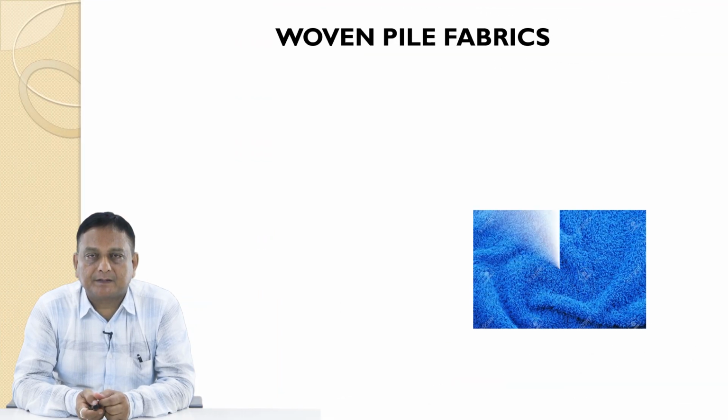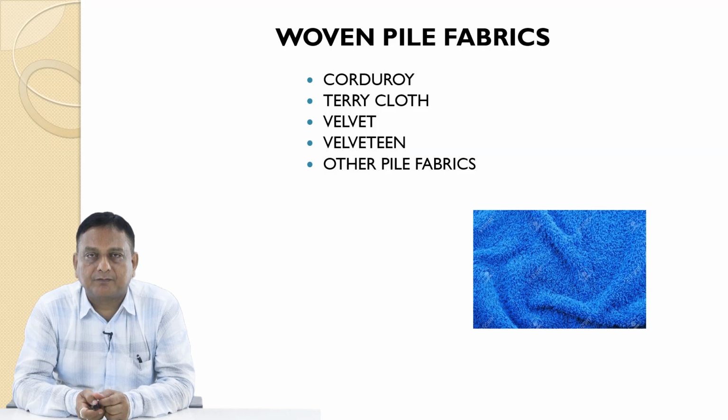Woven pile fabrics, as you can see, have a lot of raised fabric structure. Terry cloth, velvet, velveteen and corduroy are examples of woven pile fabrics.